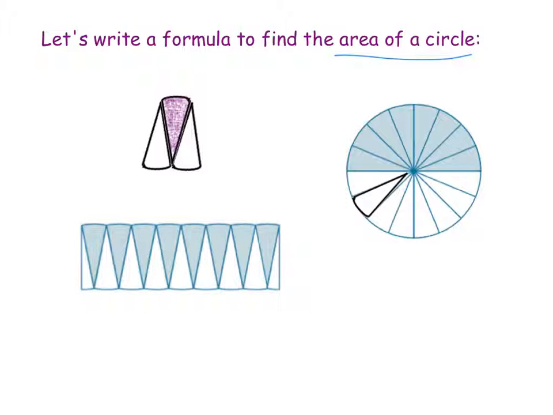Okay, so let's think about what each of these pieces mean. So what would this part be here? Okay, so what is this part? And what is this part? Okay, and then what about this? So what about one of these pieces right here? So take a minute and think about what part of the circle would be represented in this rectangle once we cut it apart.